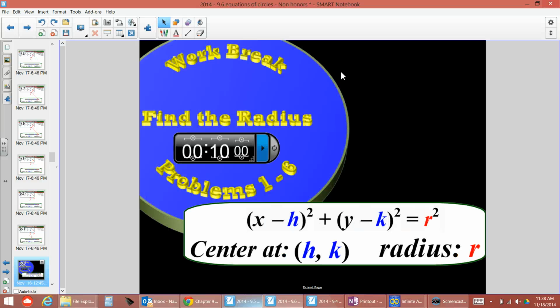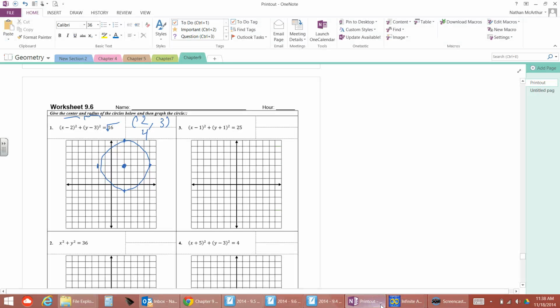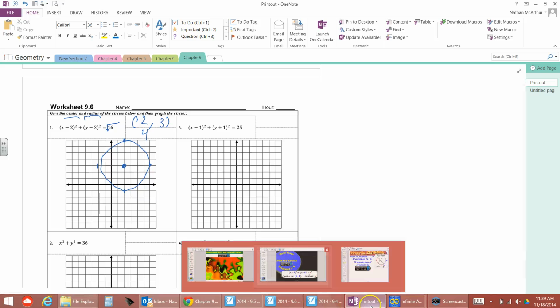Okay, now you should be able to find the radiuses of problems 1 through 6. It should go quick. You should just be able to say what's right here, square root it. So in your homework, like I showed you on example 1, we took 16, we square rooted it, got 4. 25, square root. 36, square root. 4, square root. And just fly through and get the square roots real fast.